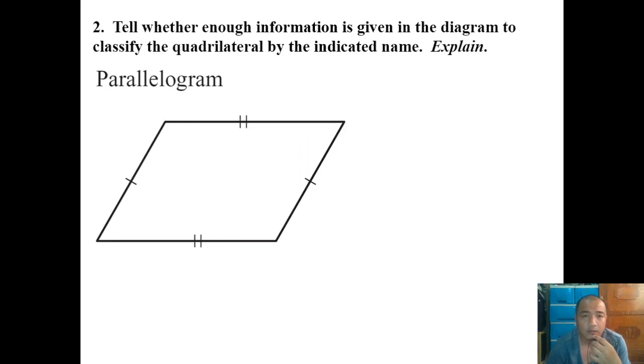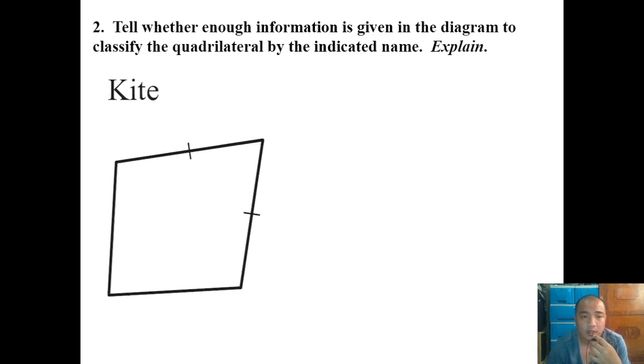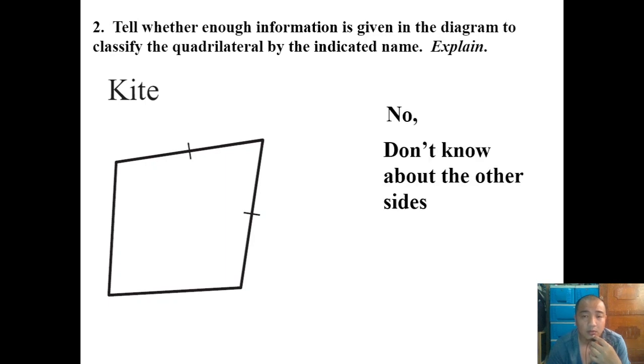Tell whether enough information is given in the diagram to classify the quadrilateral by the indicated name. Explain. Is this a parallelogram, class? Yes, opposite sides are congruent. Is this a kite? No? Don't know about the other sides.